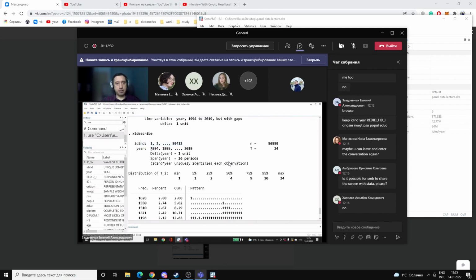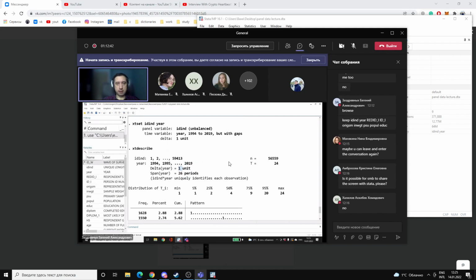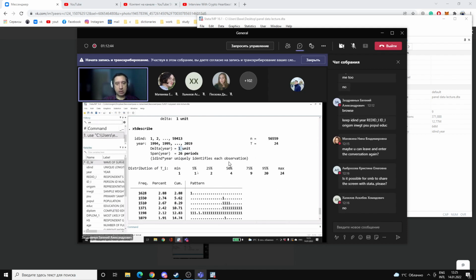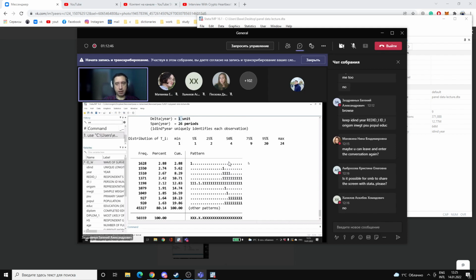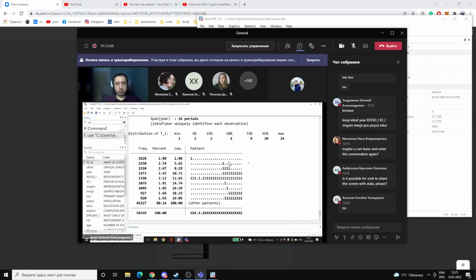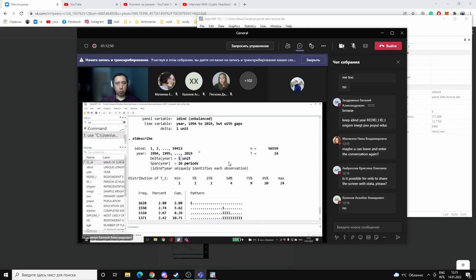Well, year shows how many periods we have. Span shows that we have 26 years. Well, it is delta, likewise in XTSAT, and we have distribution. What else? Distribution and these two interesting indicators.